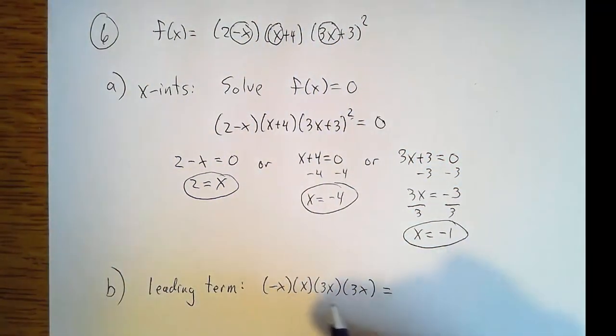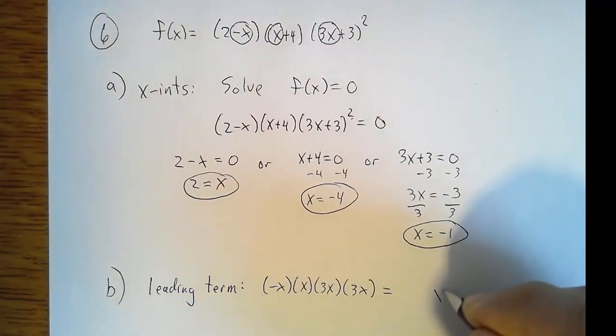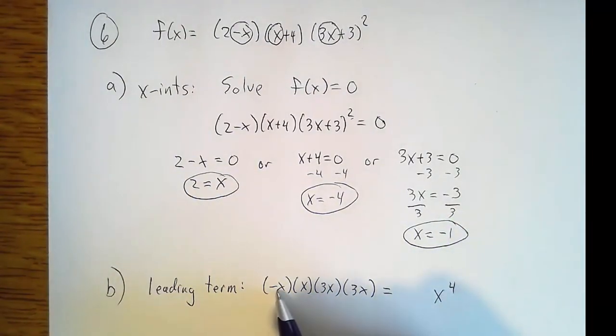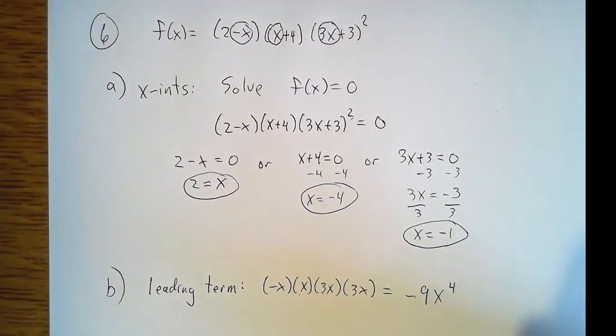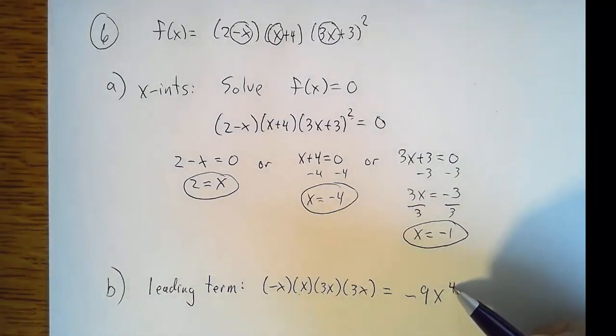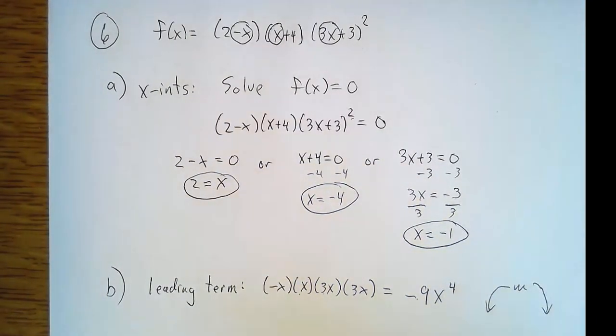So x times x times x times x gives us x to the fourth, and the coefficients minus 1 times 3 times 3 gives us a minus 9x to the fourth. From this leading term, we see that the even degree means the tails will point in the same direction. A negative leading coefficient tells us that both tails are pointing down. So the end behavior would look like this: down to the left and down to the right.